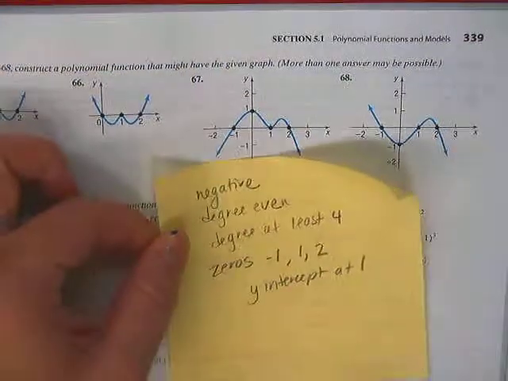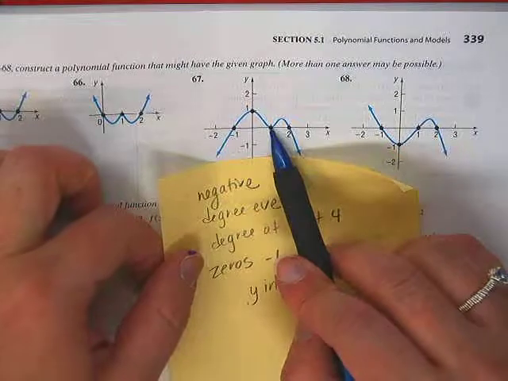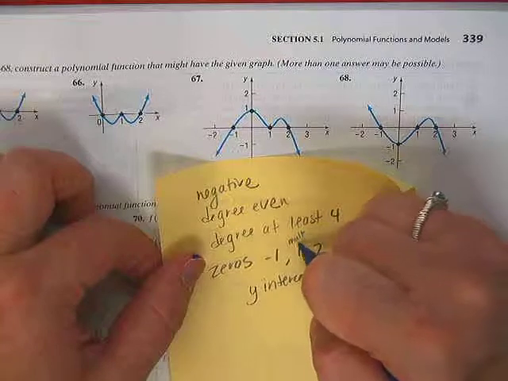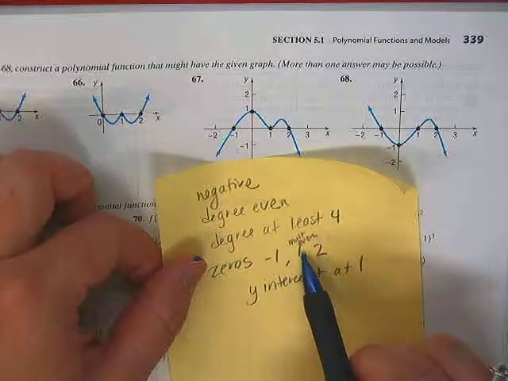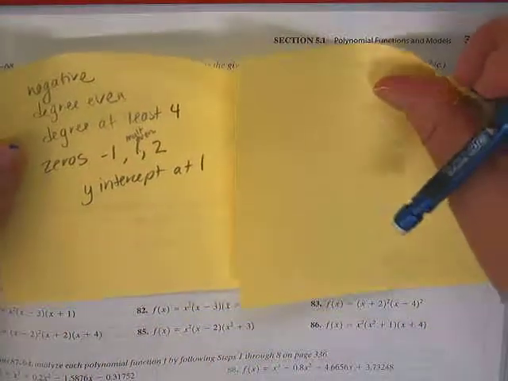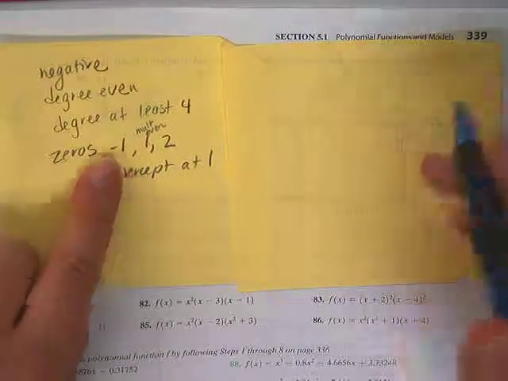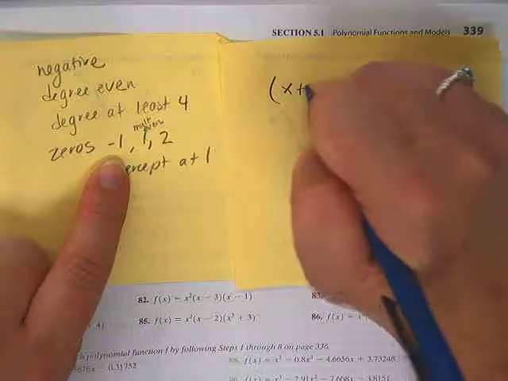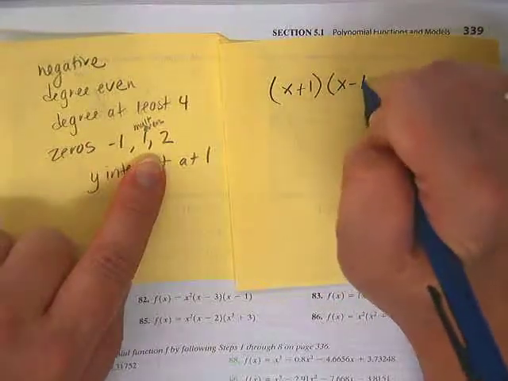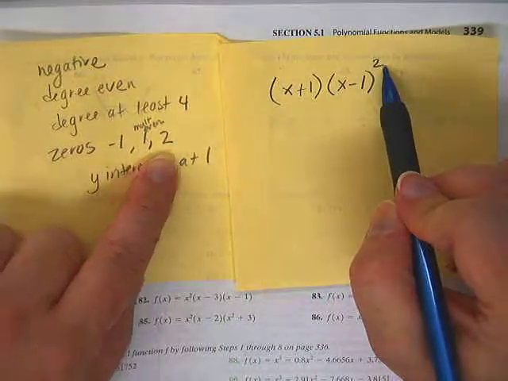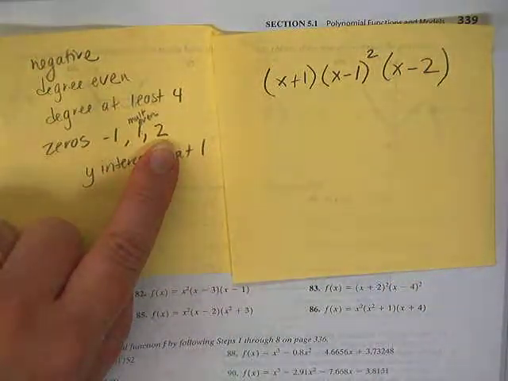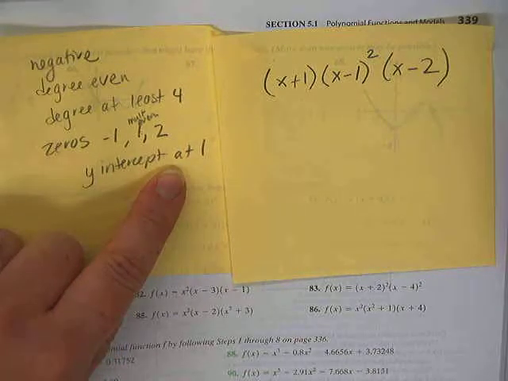Another detail, look at the point at 1. What do you notice about the multiplicity? Yeah, the multiplicity of that one has to be even on that one right there, right? So if we have these zeros, I'm going to cover up our graph for a minute and just use this information. I'm going to go ahead and start by creating factors for the zeros. So like x plus 1, x minus 1 squared, because it needs an even multiplicity, and x minus 2. See how I've created factors from the zeros, okay?